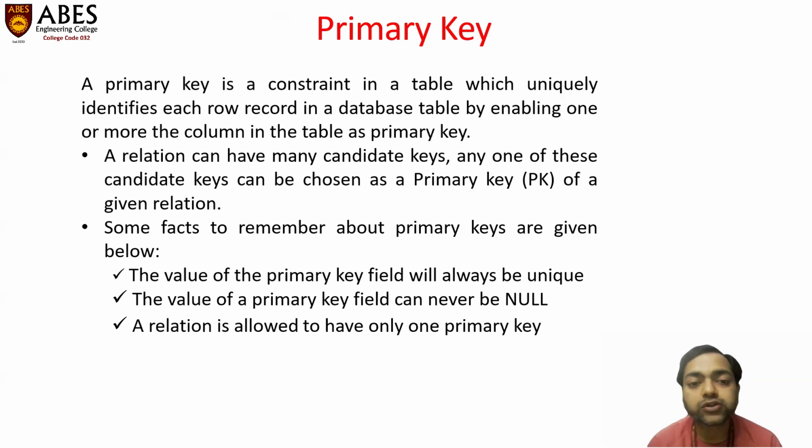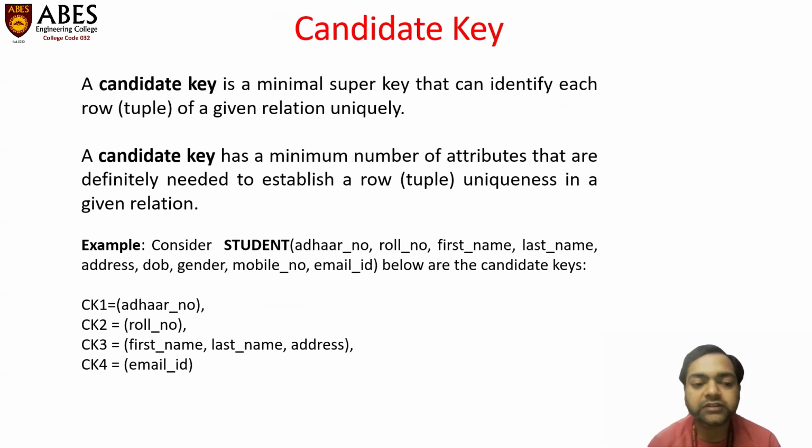So it is also a constraint in a table which can uniquely identify each row or record in the database table by enabling one or more of the columns in the table as primary key. As we know, if we talk about candidate keys, we can have multiple candidate keys. But if we talk about primary key, in a relation, in a table, we can at max have only one primary key. In a relation, we cannot have multiple primary keys.